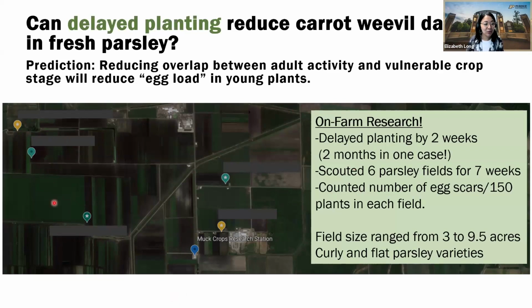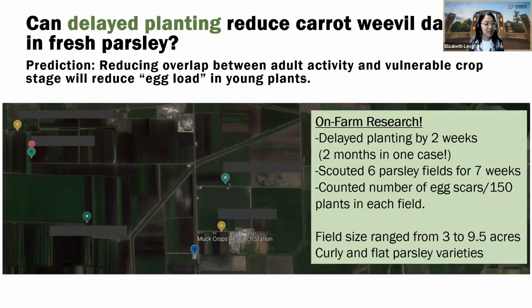And these 6 fields, 3 from each of 2 farms, we scouted for 7 weeks throughout the season. And again, we set up those transects and counted the number of egg scars on 150 plants in each field, again, on that X-shaped transect from the interior to the edge. And just for the record, the field sizes range from 3 to 9.5 acres. And these farms were growing both curly parsley and flat parsley varieties.